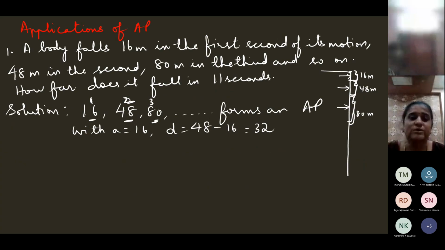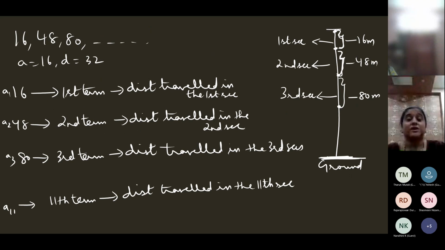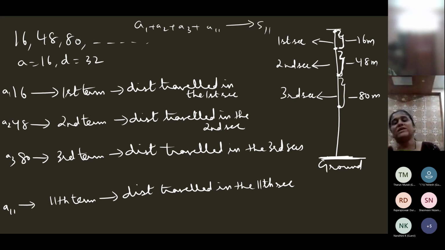But what does this English mean? How far does it fall in 11 seconds? In the total duration of 11 seconds, that is from the beginning till the end of the 11 seconds. How far does it fall? So that will be the sum of all the distances: 16 plus 48 plus 80 plus till the 11th term. So it is A1 plus A2 plus A3 plus A4 till A11, which is nothing but S11. So for this question, you have to find S11, not A11.